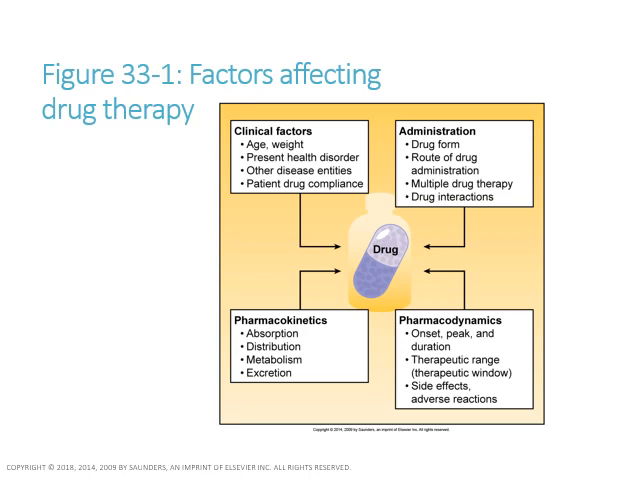For drug administration, we have to think about the drug form, the route in which we're going to give the drug. Multiple drug therapies, is the patient taking more than one medication? And drug interactions, are there any interactions that could potentially occur? Pharmacokinetics, again, is the absorption, distribution, metabolism, and excretion of the drug. Pharmacodynamics include the onset, peak, and duration, therapeutic range or the therapeutic window, and then side effects and adverse reactions.